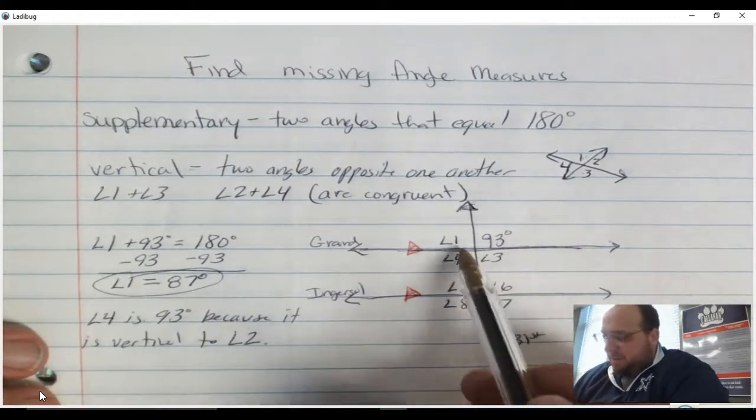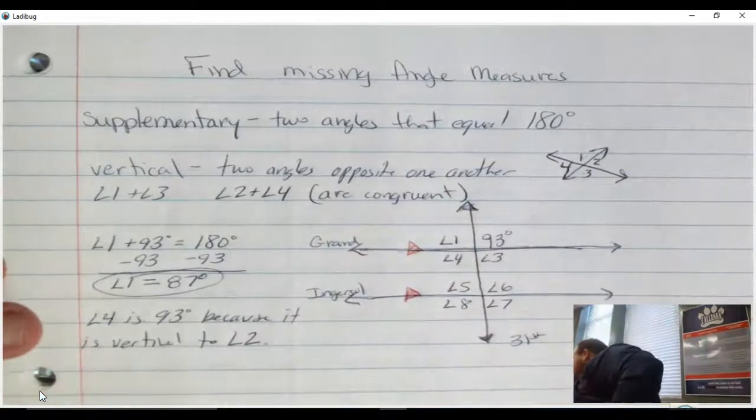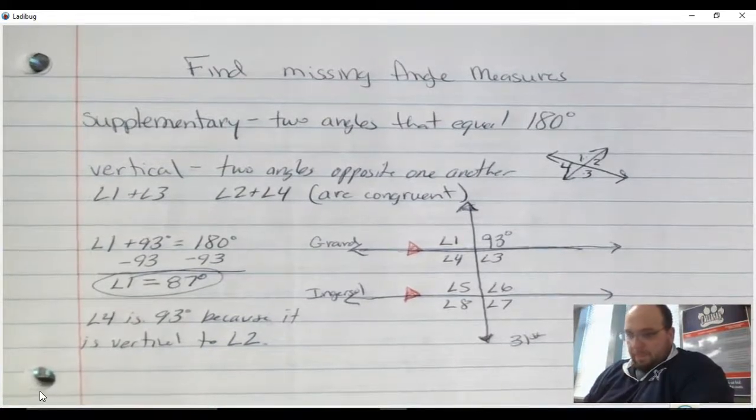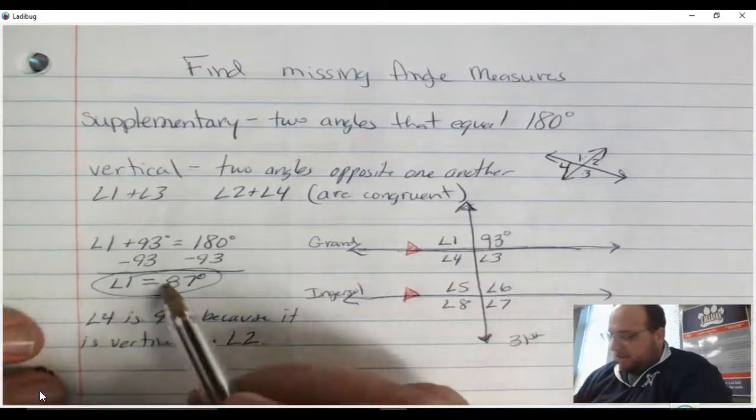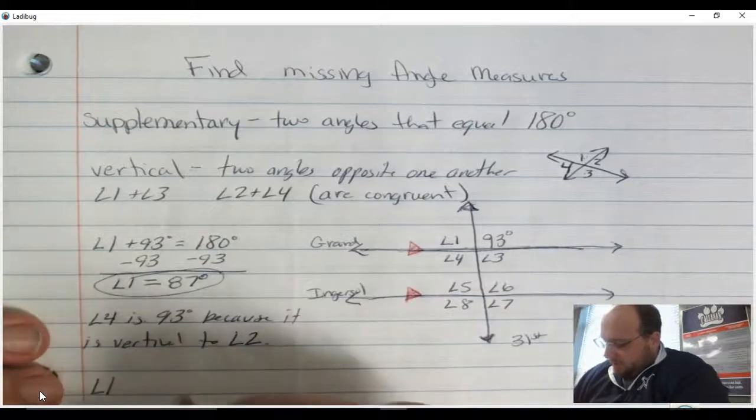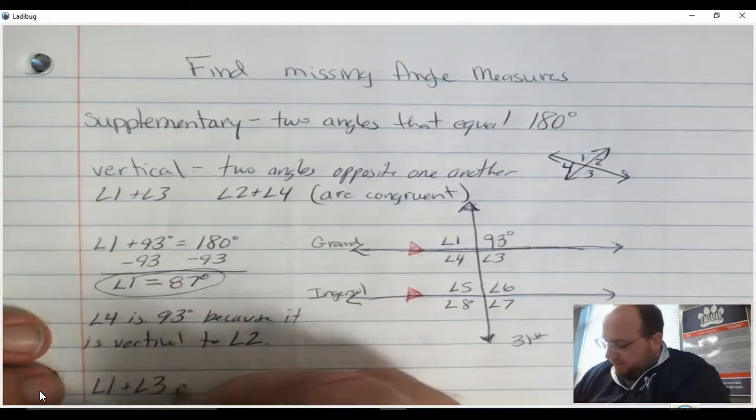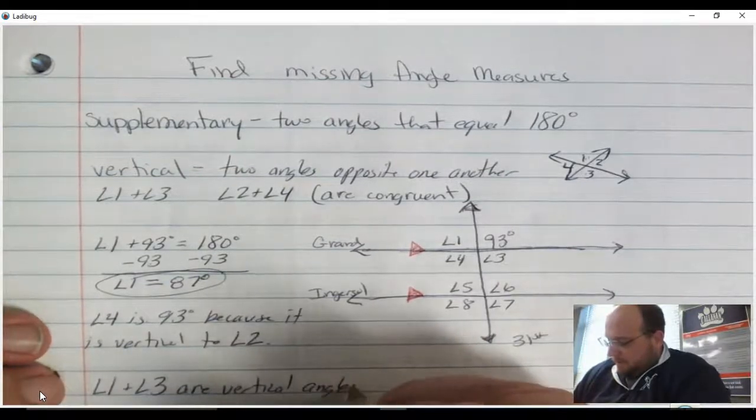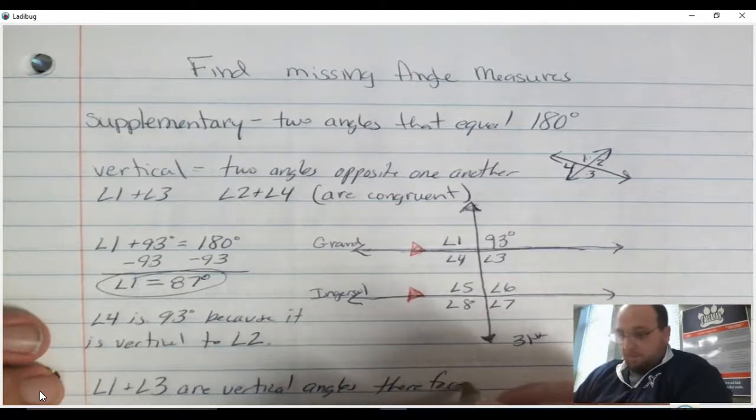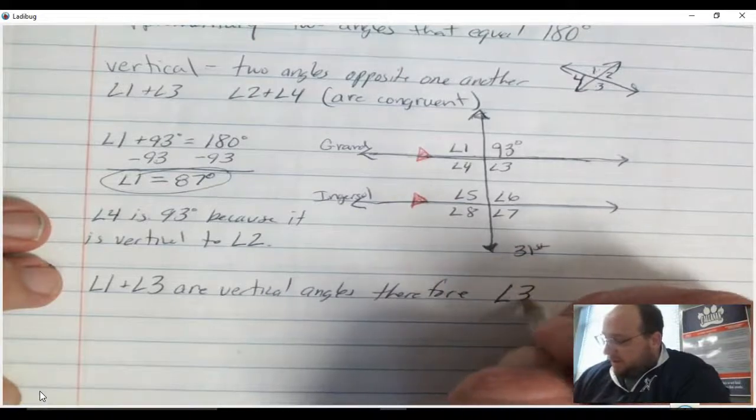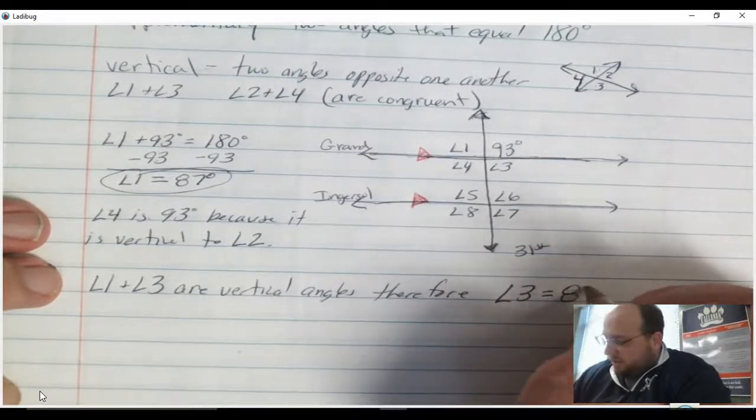Now I found angle 1 by supplementary angles. I need to use that knowledge to find angle 3. Angle 1 and angle 3 are vertical angles. Therefore, angle 3 is equal to 87 degrees.